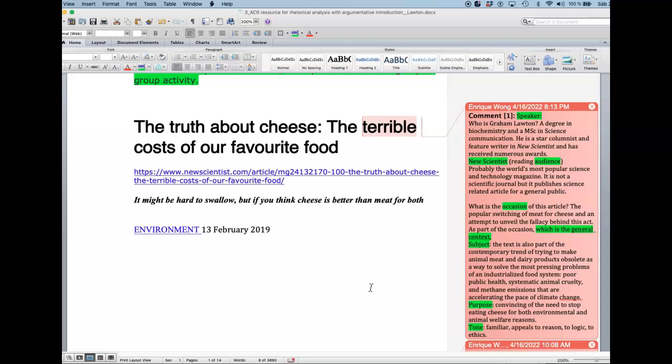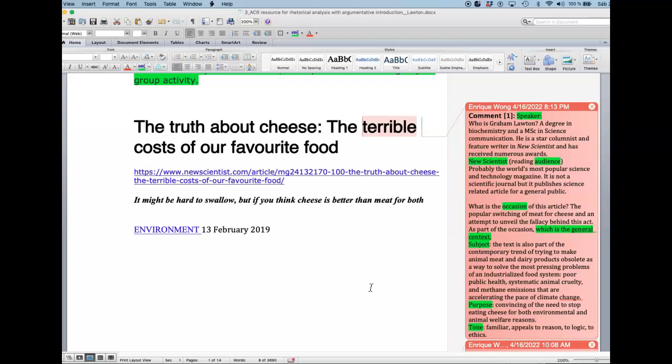The occasion of the article, okay, you know the occasion. The occasion is that now it's very popular that people are not eating meat anymore. And some people are trading off meat for cheese, because they think that by eating cheese the animal doesn't suffer. But the subtitle here says, it might be hard to swallow, but if you think that cheese is better than meat for both animal welfare and the environment, you have to reconsider. So right from the outset, you know that the message is here.